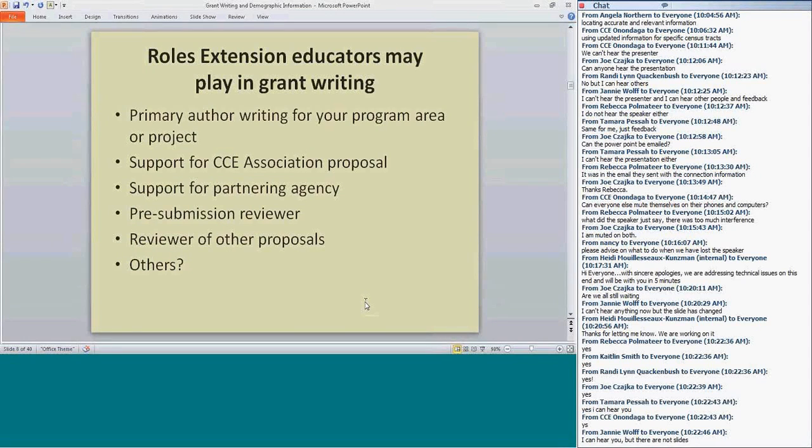So just a quick comment about what are some of the roles that we as extension educators play in working with or writing proposals. Sometimes we're the primary author. I think that's more and more frequent, but a lot of times we also play support for our association overall. We might be pulling together a proposal, might be supporting a partner agency, and we may be a pre-submission reviewer. So somebody else has written a proposal, but they've said to us, you've worked in this area, could you help take a look at it? And we may review other proposals. In all of these cases, it's important to be thoughtful, again, about where data fits. Are we using it the right way? Is it helpful to us in telling the story that we want to tell?